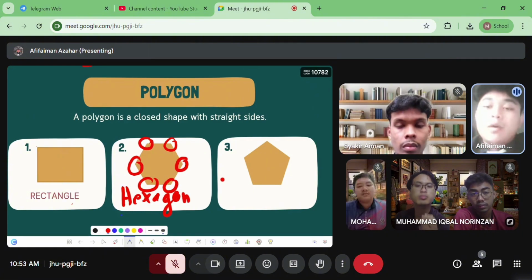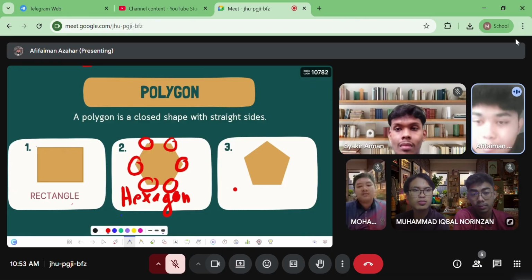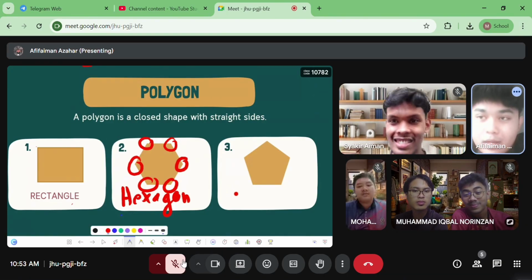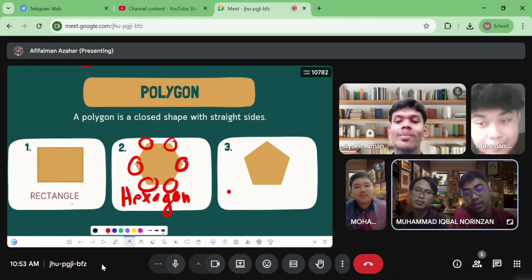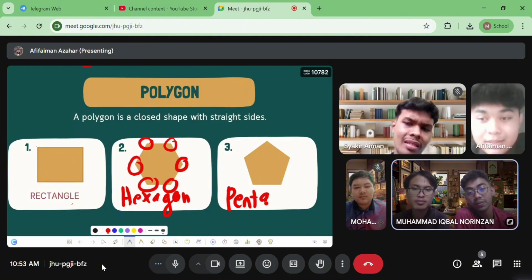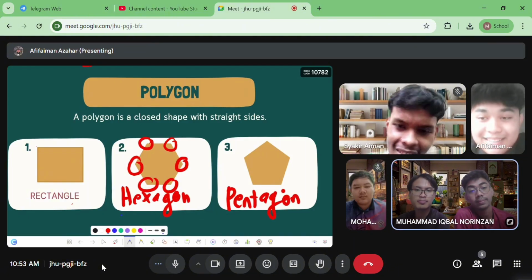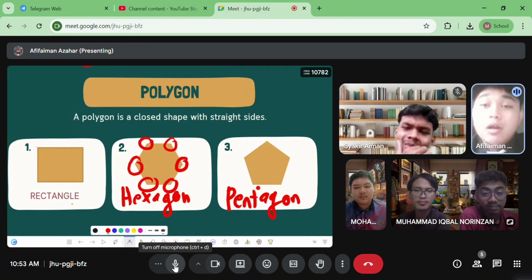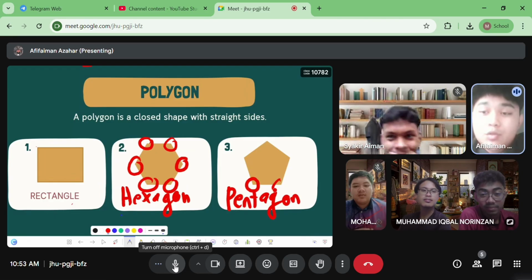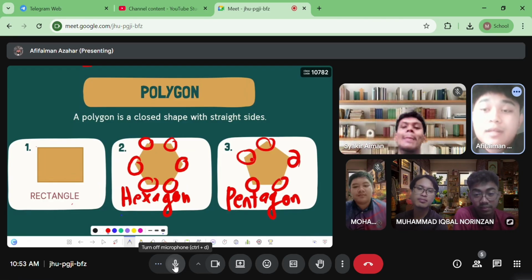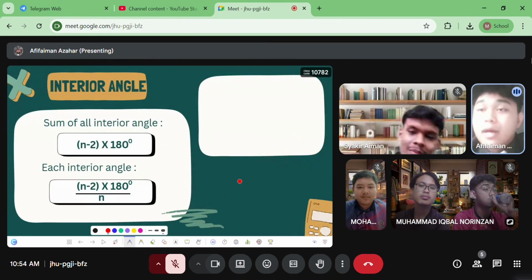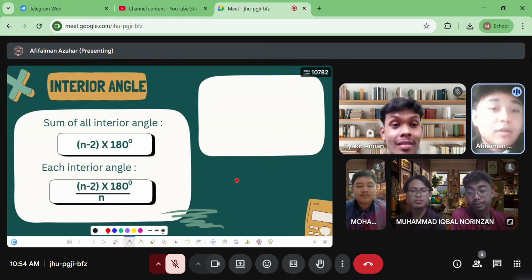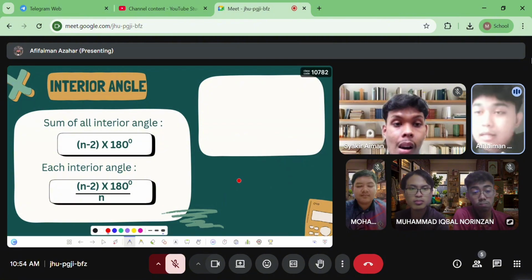I want to ask Daniel, what is the name of this shape and why do you say so? I think that shape is called a pentagon. Why? It has 5 sides. Great. It is called a pentagon because it has 1, 2, 3, 4, 5 sides. So it seems you remember what you learned last week, which is great. Let's get down to our real business.